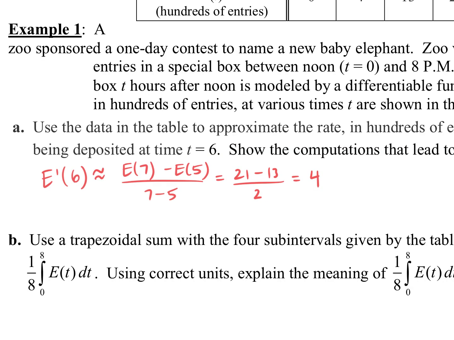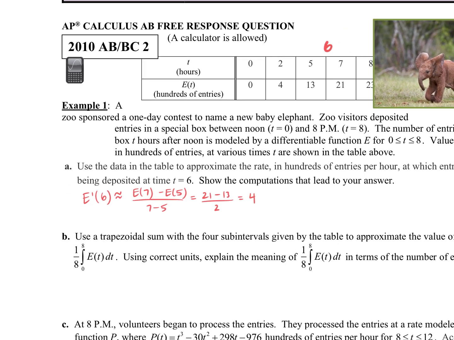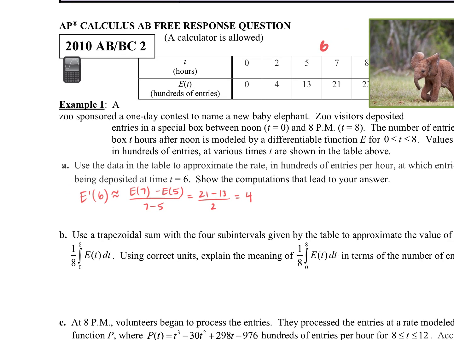So again, if we go back and read the question, it's asking us to approximate the rate in hundreds of entries per hour. That would have been another good key thing there. Hundreds of entries per hour. Here's my hundreds of entries per hour. I have to set up that formula there. So our answer would be 400 entries per hour.